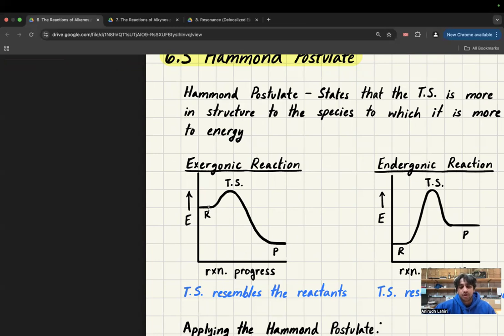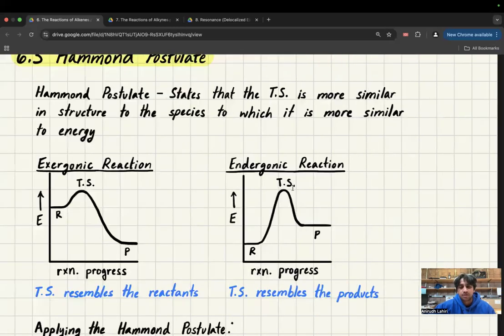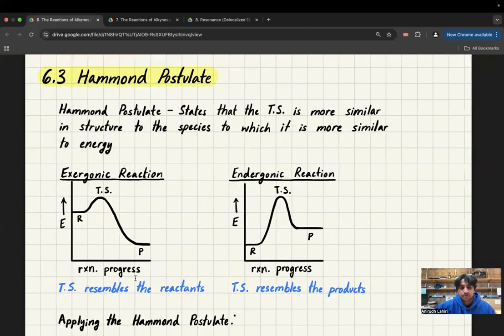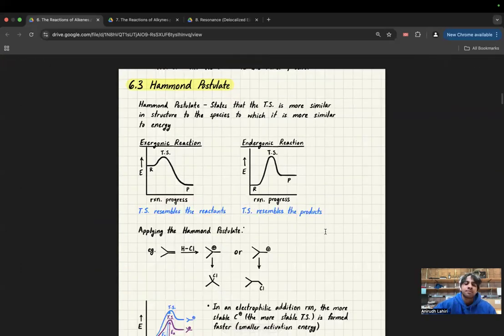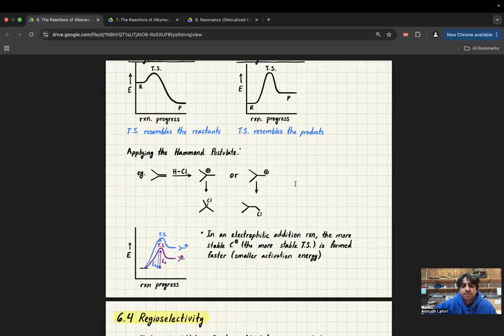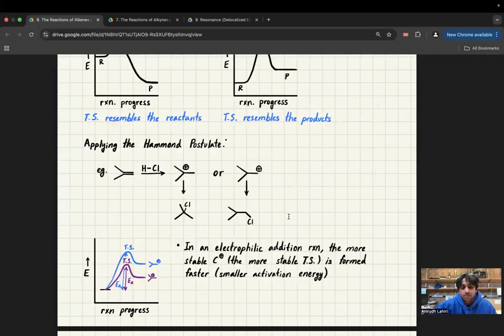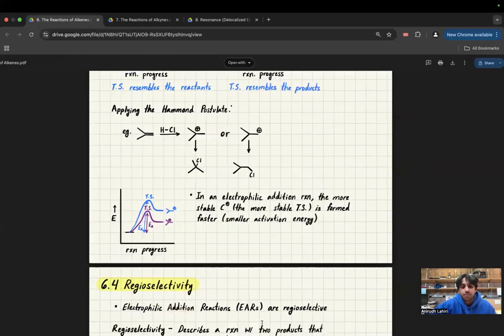a lot more similar to the reactants than to the products, versus this transition state is going to look a lot more similar to the products than the reactants. Transition state resembles the reactants, transition state resembles the product. Okay, so practically speaking, applying Hammond's postulate. In an electrophilic addition reaction, the more stable carbocation, the more stable transition state is formed faster, smaller activation energy. Cool.